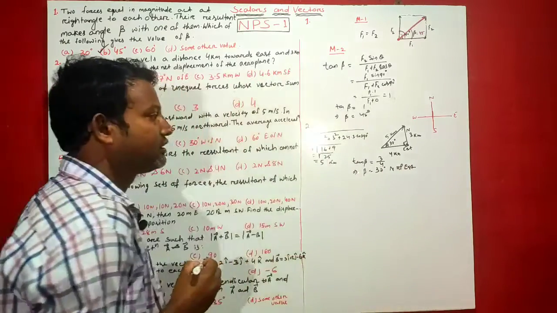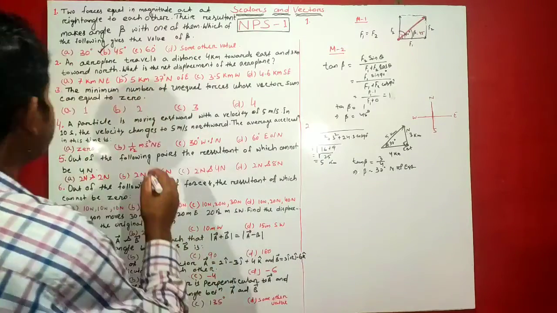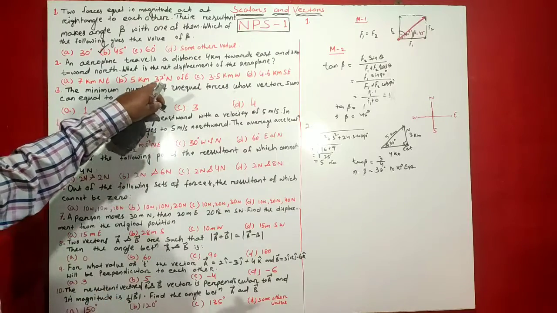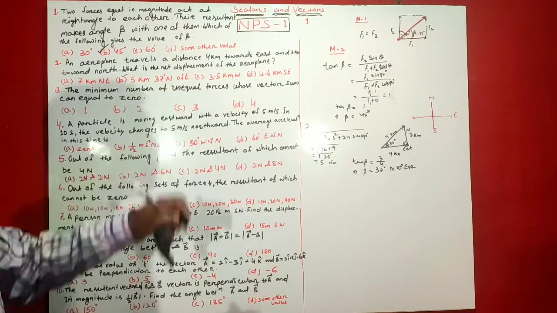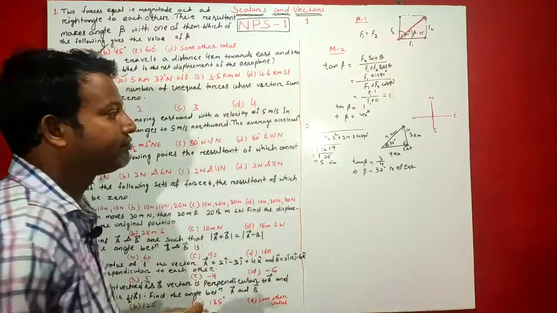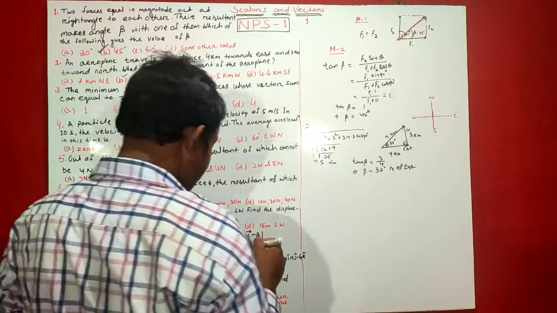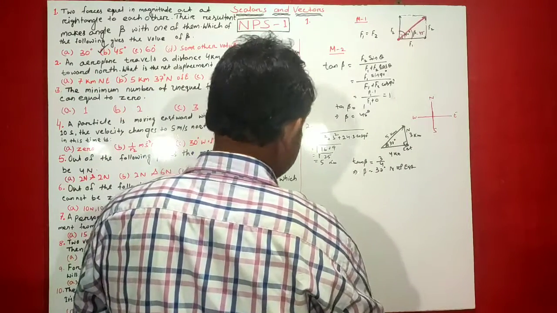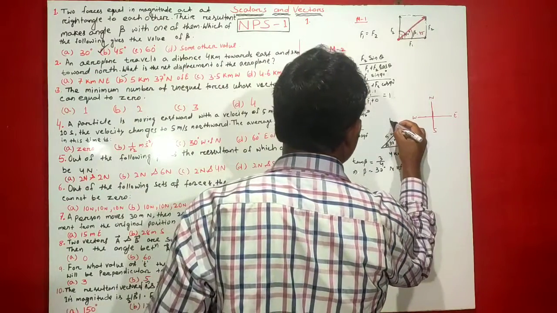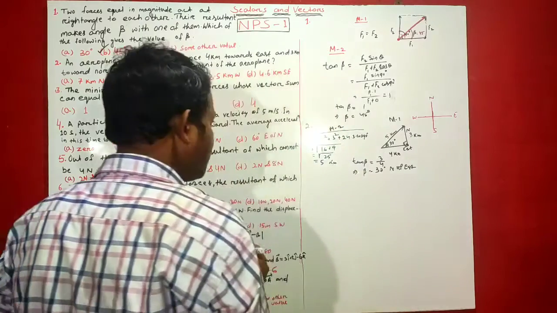So guys, next. Our answer is B. That means our displacement will be 5 kilometers and 37 degree north of east. Next. This is method 1 and this is method 2.